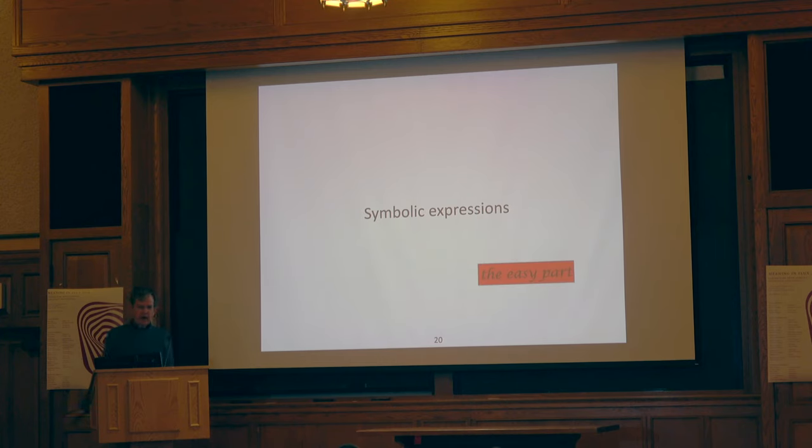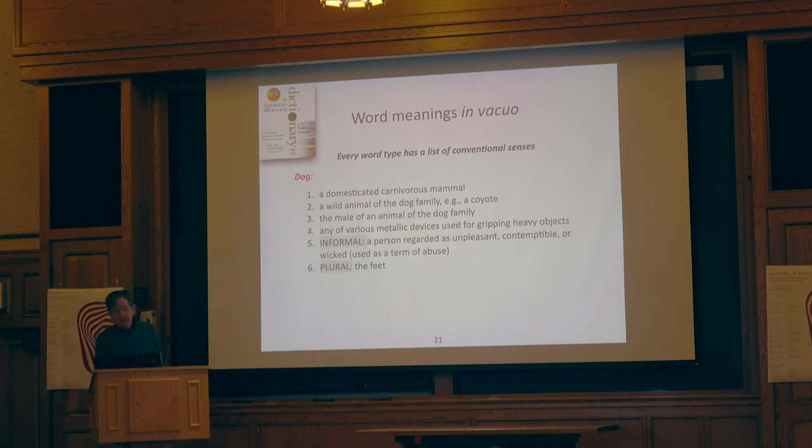All of you know how to do this stuff, and it's not a big problem, I'm guessing. So let's take the word dog. This is a bunch of conventional meanings of the word dog, and you look this up in the dictionary, and you say, okay, suppose you say, gee, I saw a dog. I mean, what the hell do you mean? Well, you mean, apparently, one of these senses, and you're supposed to pick out the right sense.